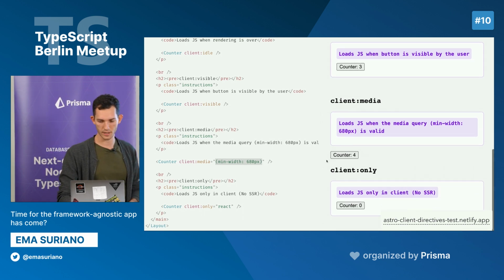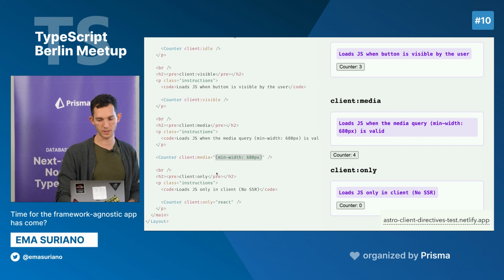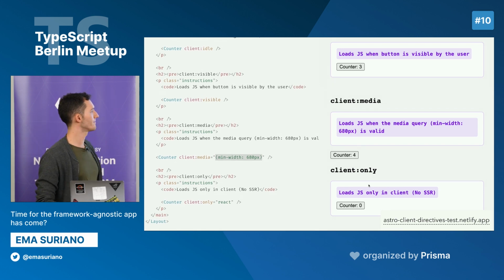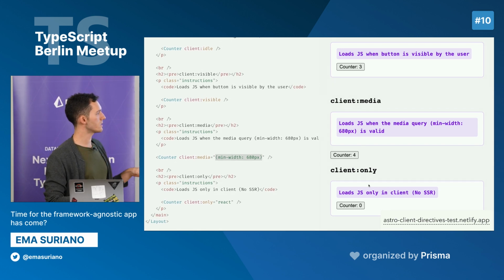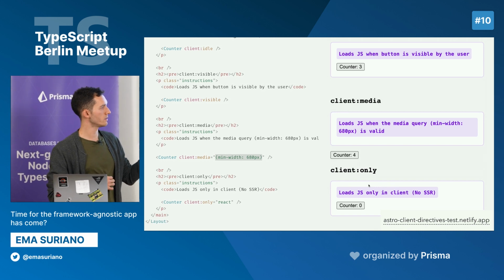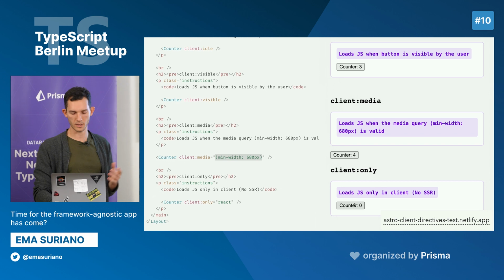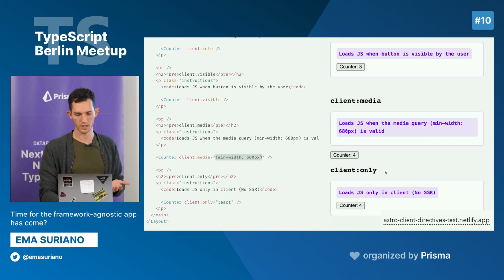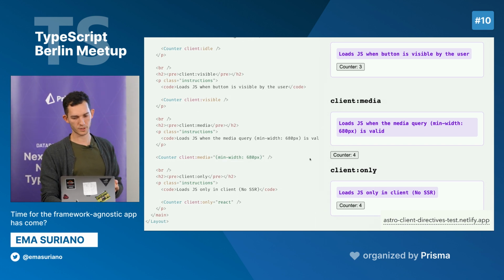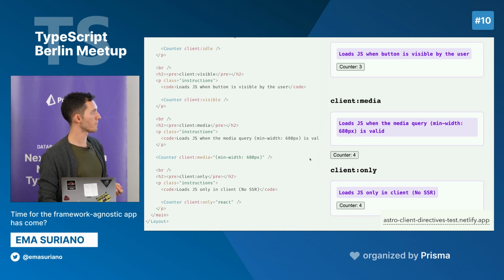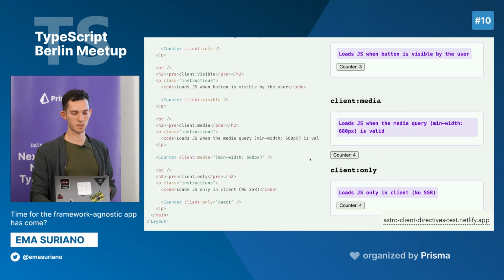And then lastly, we have client only. And this is kind of specific. What it does is it just loads the JS in the client. It doesn't do server-side rendering. And also, it's interactable, right? So the idea for this is sometimes we don't want to do server-side rendering because maybe our components are not prepared for that. So this is a way just to skip it.